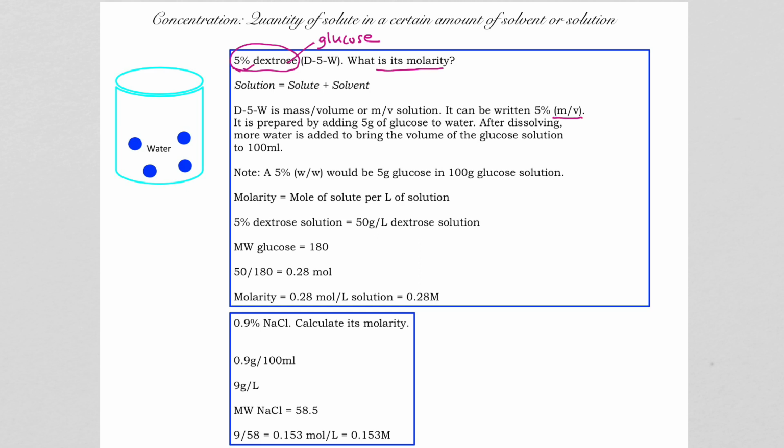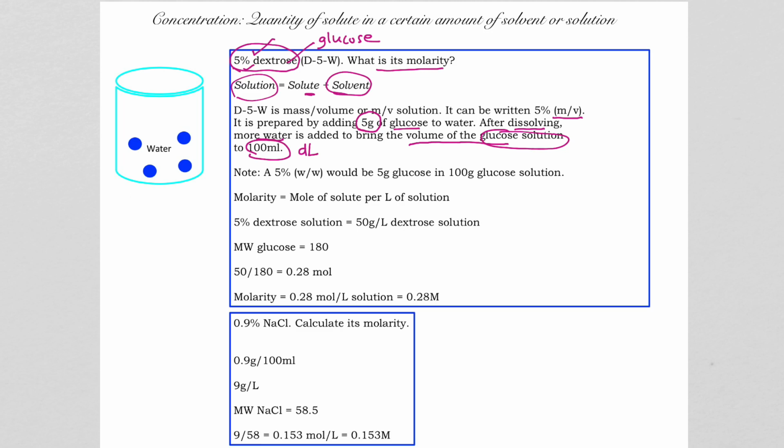That means if you take 5 grams of glucose, which is the solute, mix it with a little bit of water, let it dissolve. Once it's completely dissolved, then add more water, which is the solvent, and bring the final volume of the glucose solution to exactly 100 mils, which is a deciliter. And that gives you a 5% glucose solution. Okay, so that's how you make a 5% glucose solution.